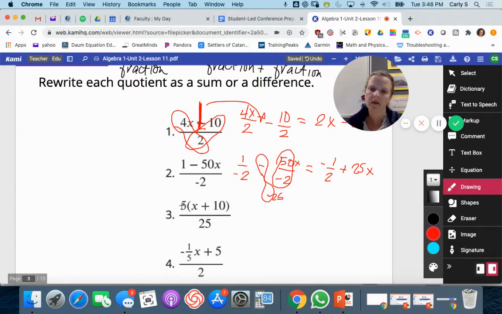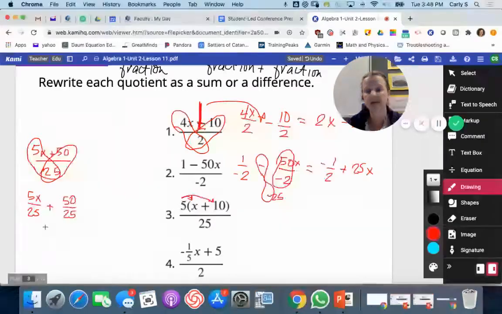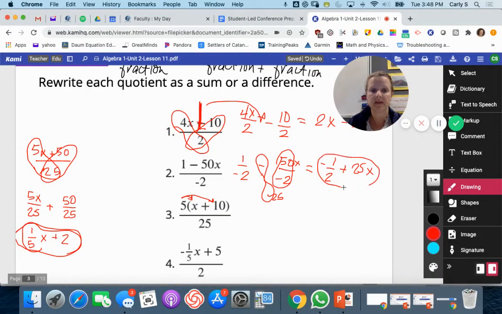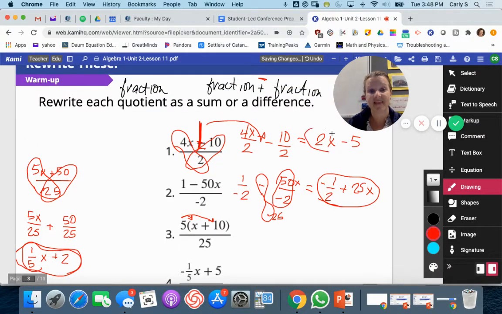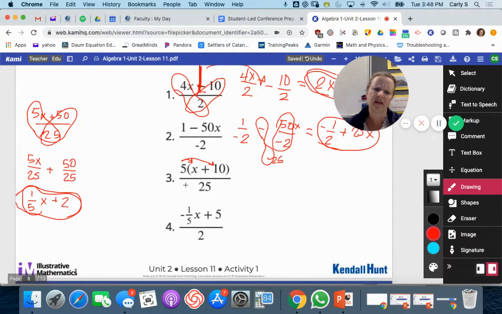All right. Here, we really need to distribute this first. So I get 5x plus 50 all over 25. Now I'm going to do the same thing that I did in the first few. I need to put that 25 over the first term, 5x, and the second term, just 50. And then simplify again. 5 over 25 simplifies to 1/5 x, and 50 over 25 simplifies to 2. So that would be my final answer. Sorry, I cut off the 5.